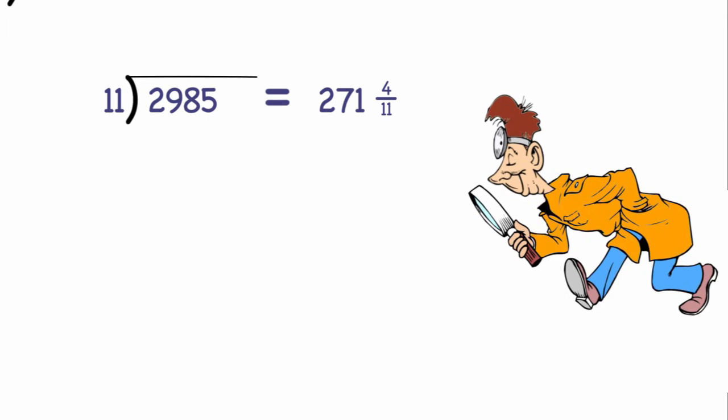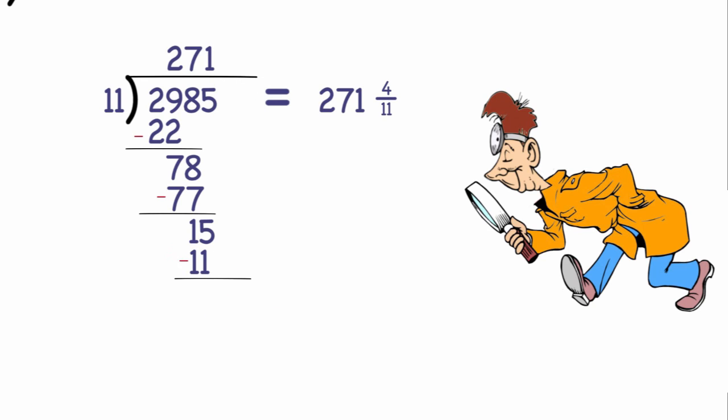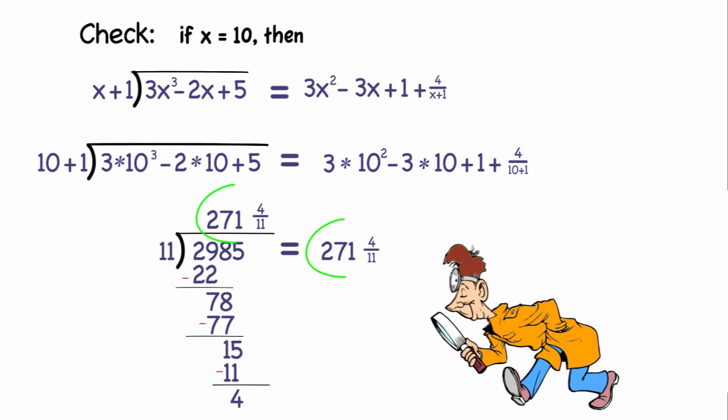So let's go ahead and do our division. 11 goes into 29 2 times. I subtract, I get 7. I bring down my 8. 7 times 11 is 77. Subtract, I get 1. Bring down my 5. 1 times 11 is 11. And then subtract, I get 4. So my remainder would be written as 4 over 11. So on both sides of the equation, we see that we have 271 and 4/11. Therefore, our problem checks.